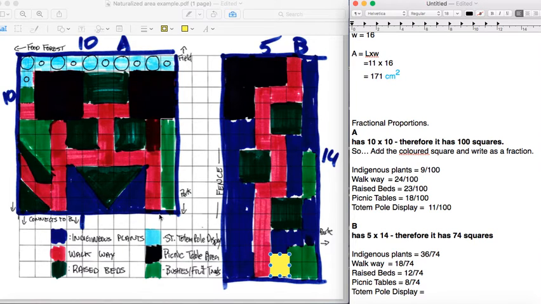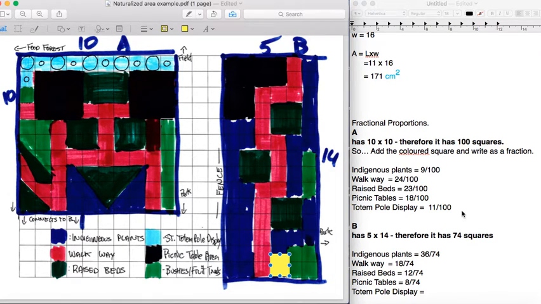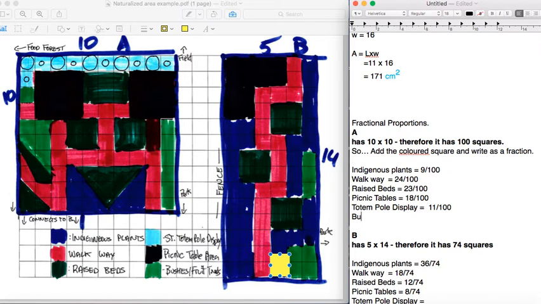You notice one thing I didn't put in? I forgot to put in my bushes. So I'm just not going to do it, but you should have every element, all 6 elements of your legend, up here. All right? Add them up, all the numerators.